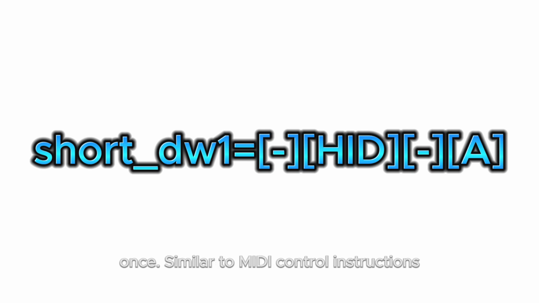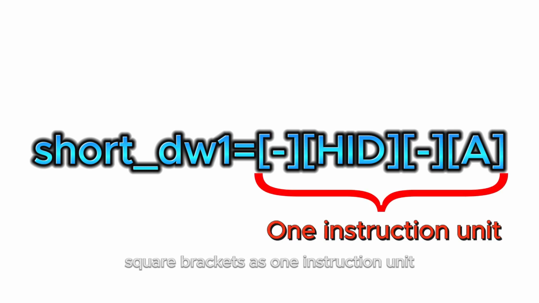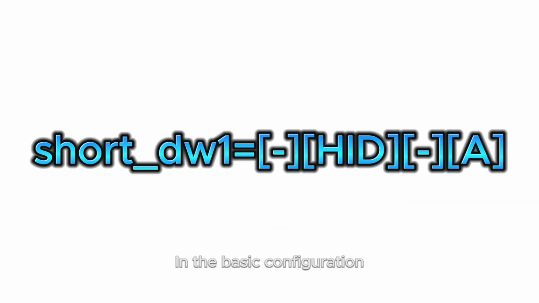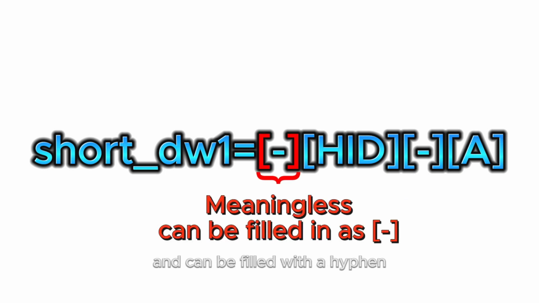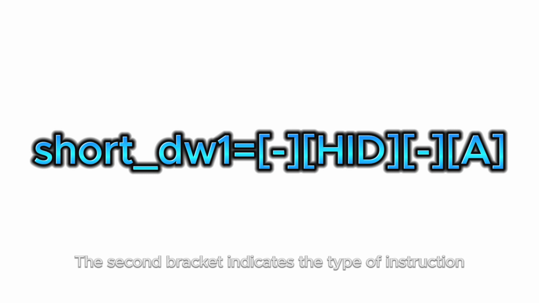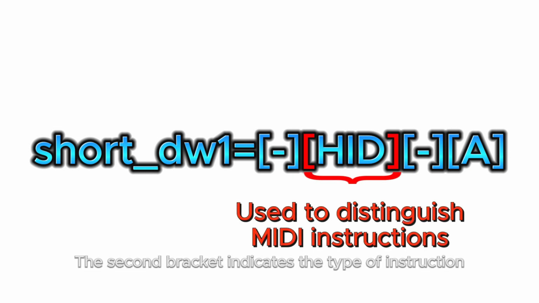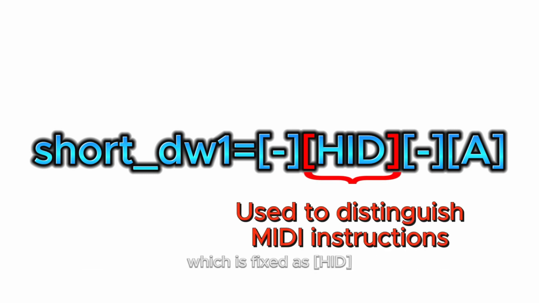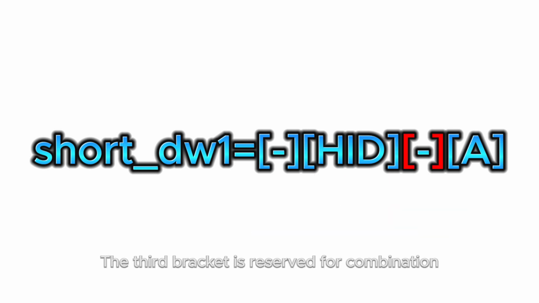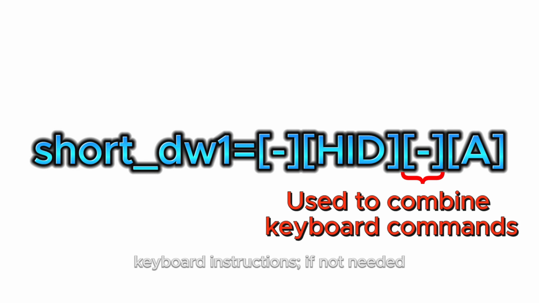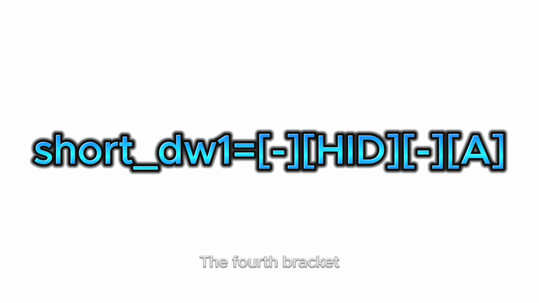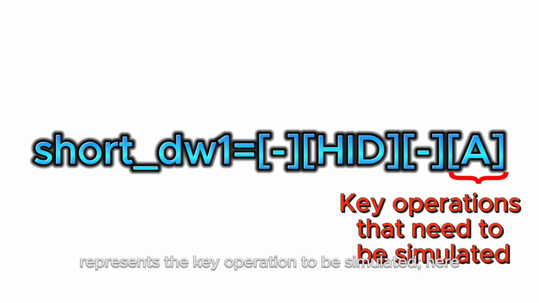Similar to MIDI control instructions, the instruction retains the format of 4 square brackets as one instruction unit. In the basic configuration, the first bracket is undefined and can be filled with a hyphen. The second bracket indicates the type of instruction, which is fixed as HID, to distinguish it from MIDI instructions. The third bracket is reserved for combination keyboard instructions. If not needed, you can fill it with a dash. The fourth bracket represents the key operation to be simulated.